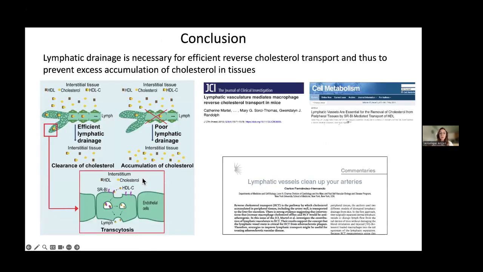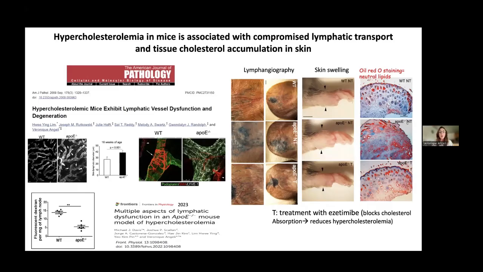So in this first part, I just showed you the importance of lymphatic drainage for efficient reverse cholesterol transport and for preventing the accumulation of cholesterol in the tissue. However, it was interesting that in the lab we also have data suggesting that a high level of cholesterol in the circulation, so hypercholesterolemia in mice, was associated with compromised lymphatic function. And this was from data in ApoE knockout mice, so these mice that lack apolipoprotein E, develop hypercholesterolemia, and are also a model of atherosclerosis.